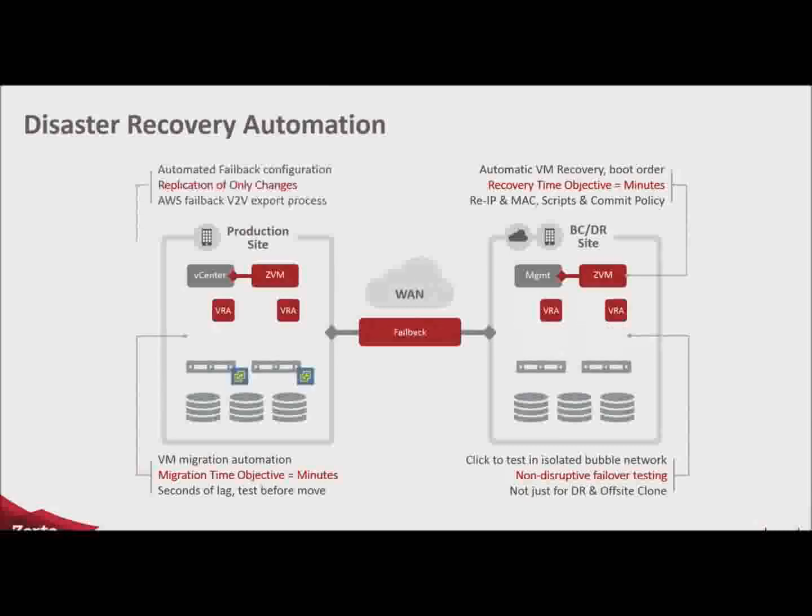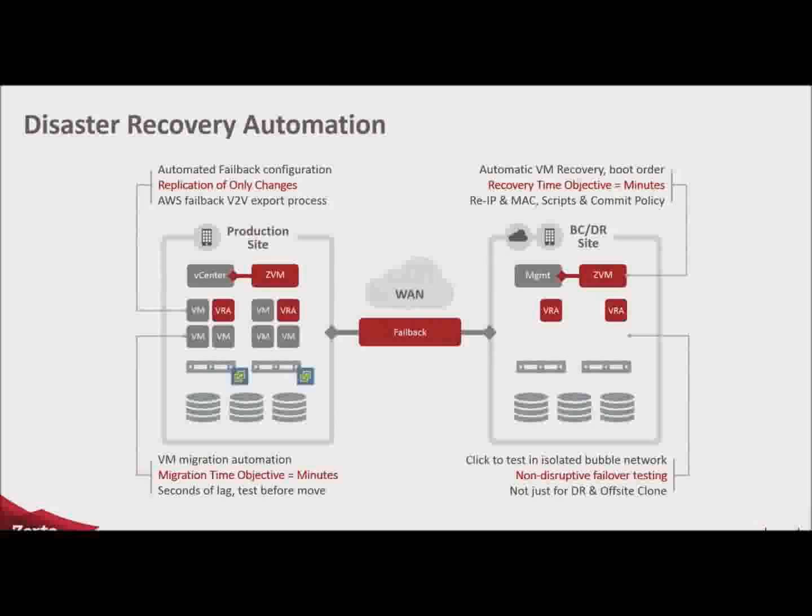Then the final point here is in terms of Failback, it's simply a single checkbox where we automatically reverse the replication and start replicating the changes back to the production site. It's just the changes. You don't have to recreate all the protection groups, and it's just a single checkbox.